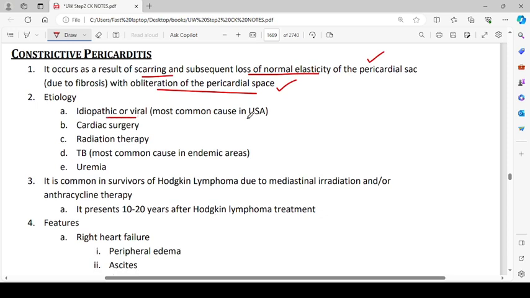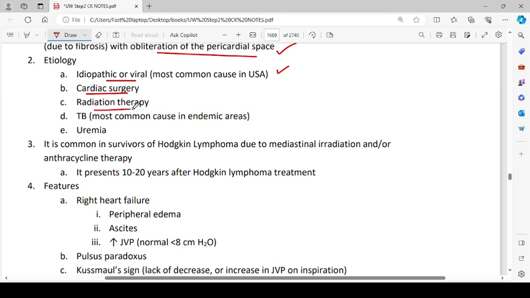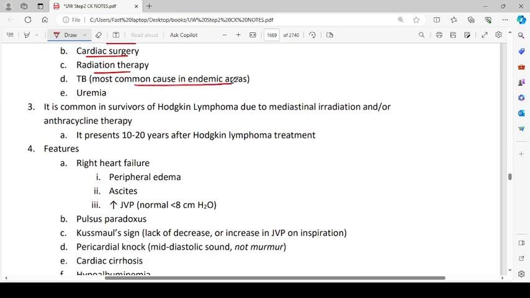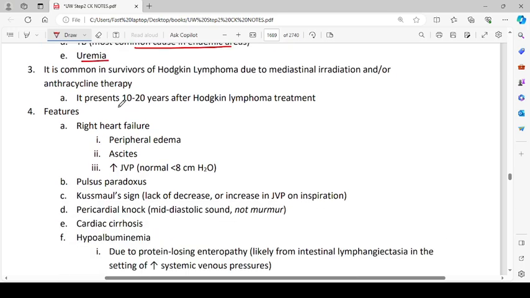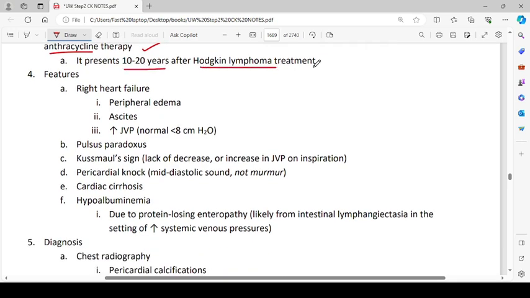Etiology: idiopathic or viral, most common cause in USA. Then cardiac surgery, radiation therapy, TB, most common cause in endemic areas, and uremia. It is common in survivors of Hodgkin lymphoma due to mediastinal irradiation or anthracycline therapy. It presents 10 to 20 years after Hodgkin lymphoma treatment.